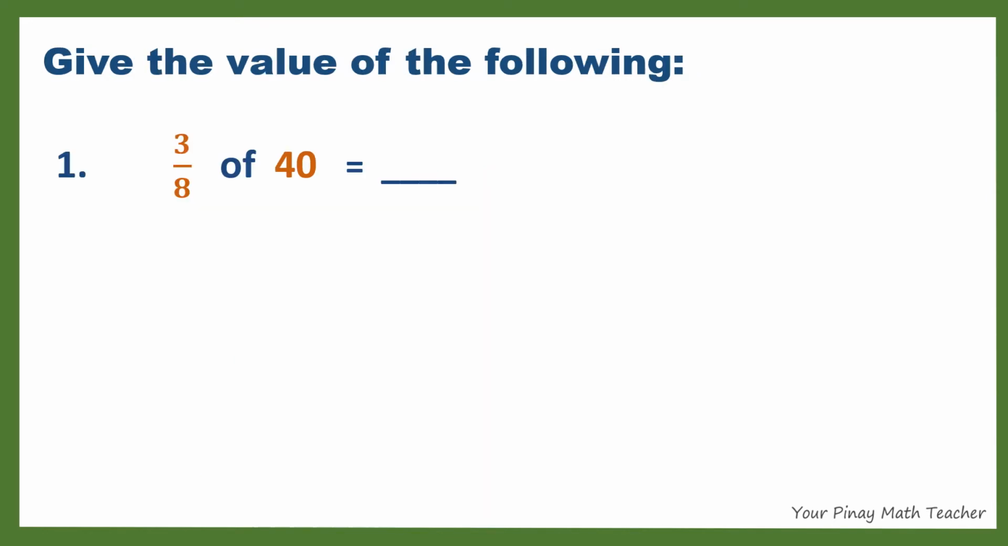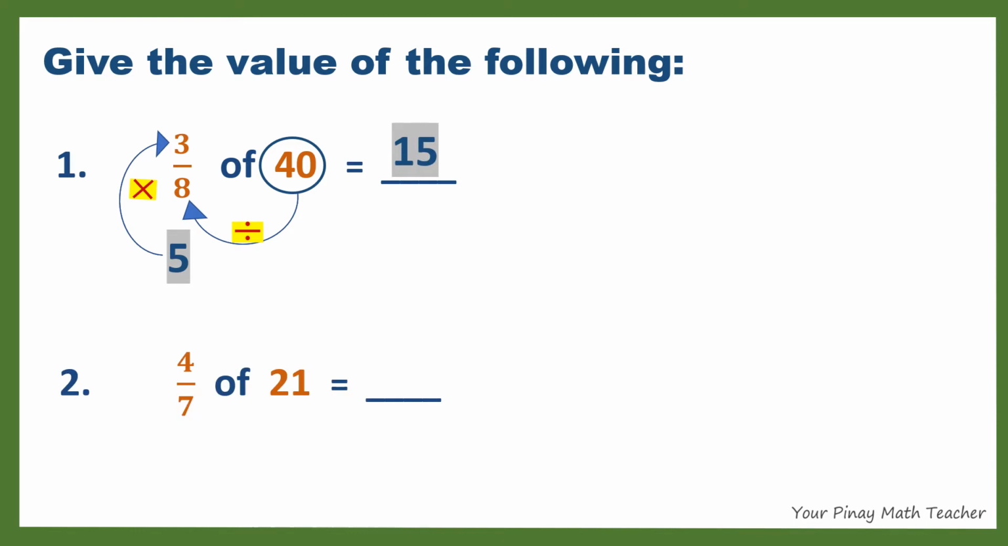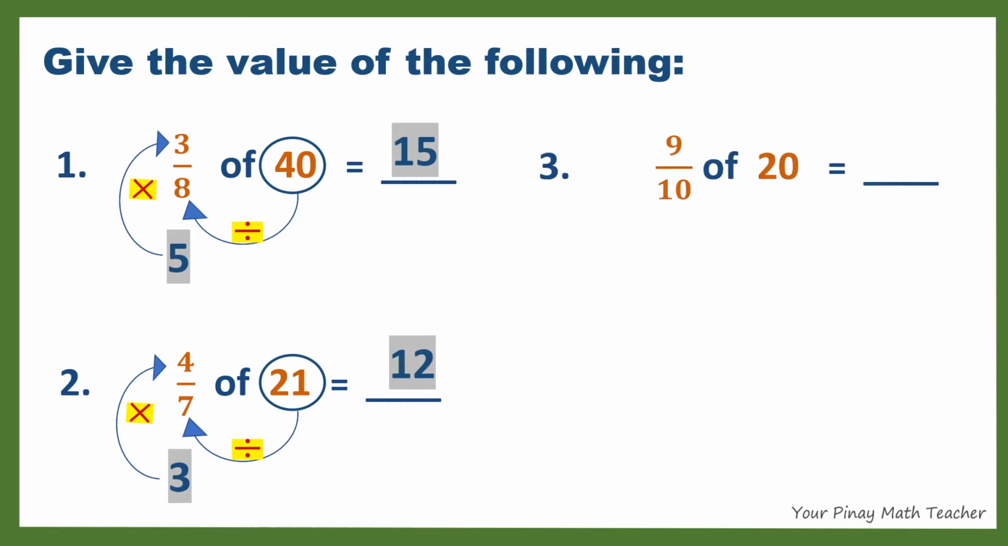At this time, let's give the value of the following without the illustration. So we'll just apply the technique: divide, then times. So 40 divided by 8, 5 times 3. So you get 15. Number 2, 4/7 of 21. 21 divided by 7 is, yes, you're right, 3 times 4. You're correct, 12. Number 3, 9/10 of 20. 20 divided by 10, 2 times 9 is equal to 18.